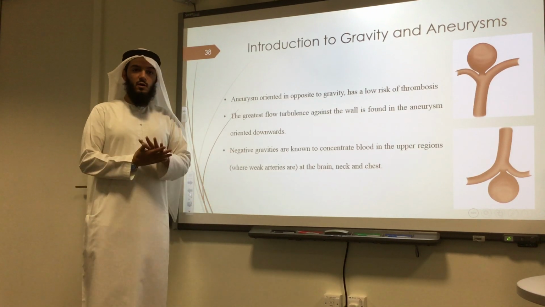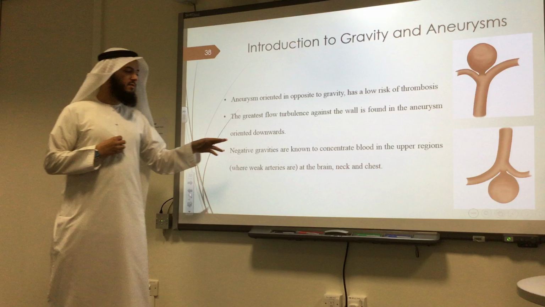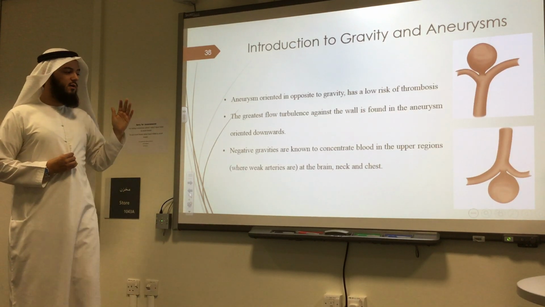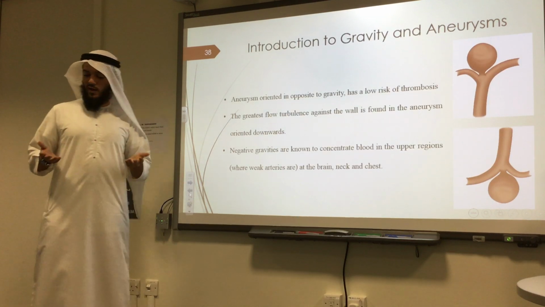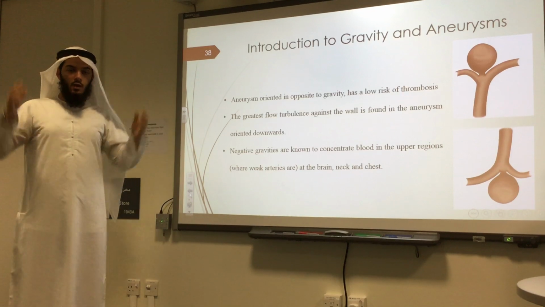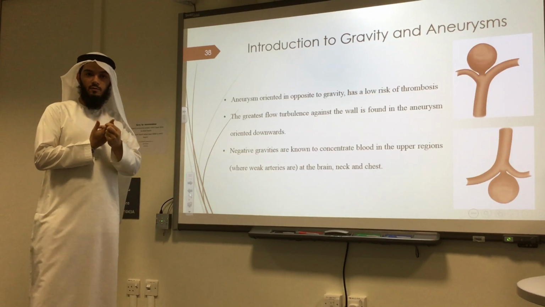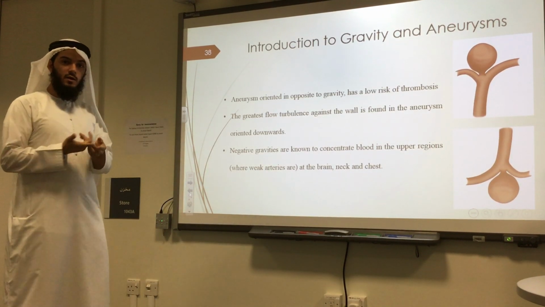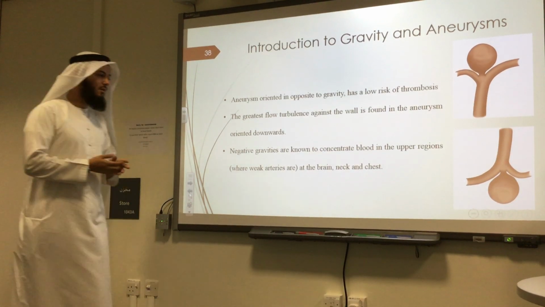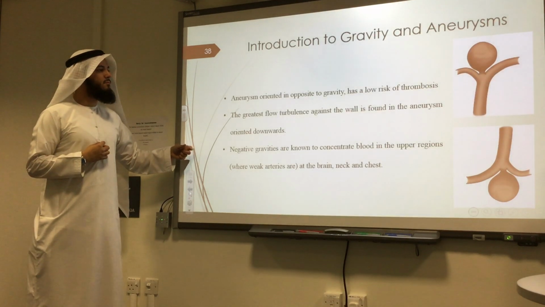And it is known from science that negative gravities concentrate blood in the upper regions of the brain. So if you're falling down, most of your blood is concentrated in this area, and the arteries in this area are very weak. They might rupture. What if you have an aneurysm? The risk of rupturing is more. So we put this to the test.